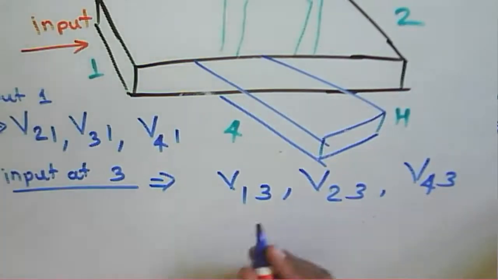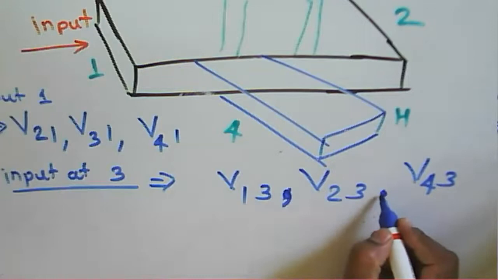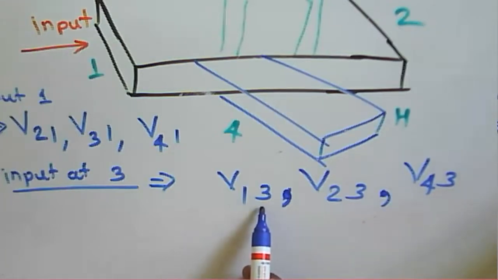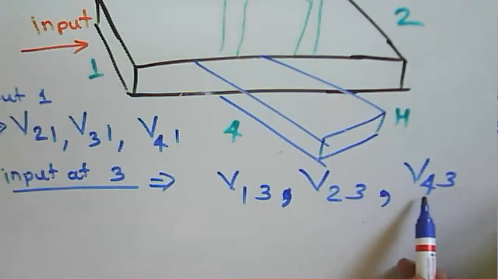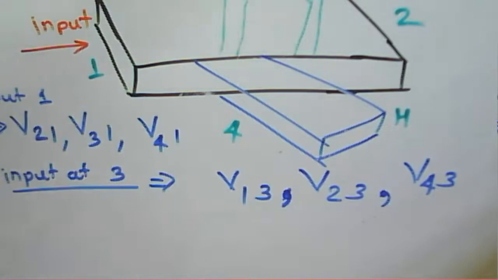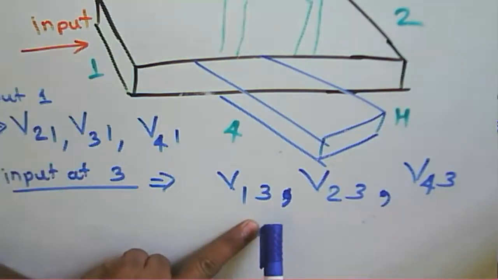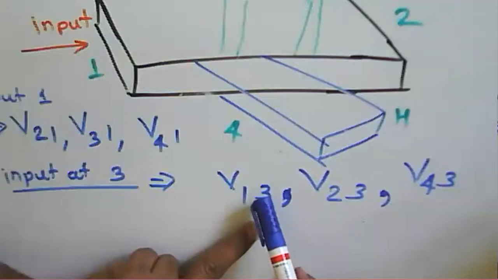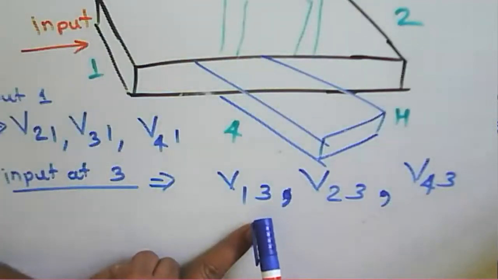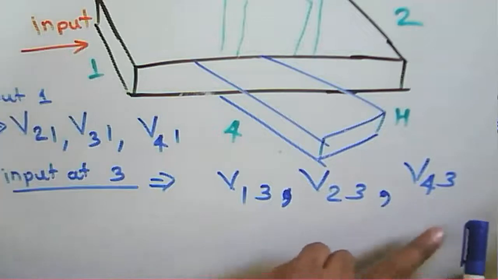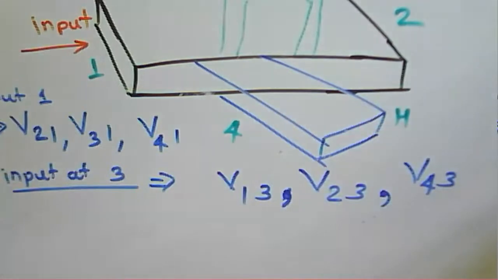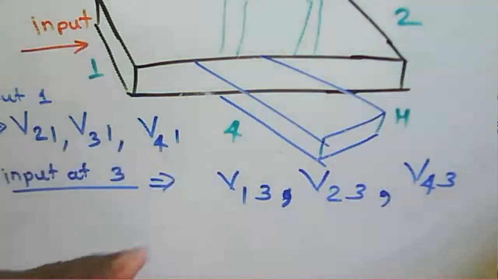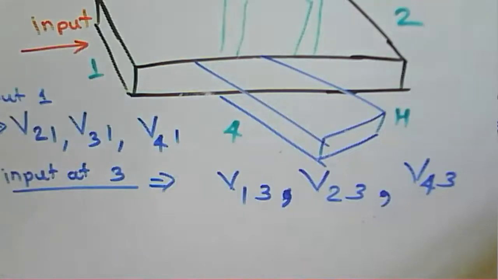Are you getting it? Simply put, we have the input at port 3 and output at port 1, input at port 3 and output at port 2, input at port 3 and output at port 4. For the given condition, if you measure the output at port 1 while the input is at port 3, port 2 and port 4 are to be match terminated. Similarly in the other cases, whatever the termination, the other ports are to be match terminated, and then we find the S parameter.